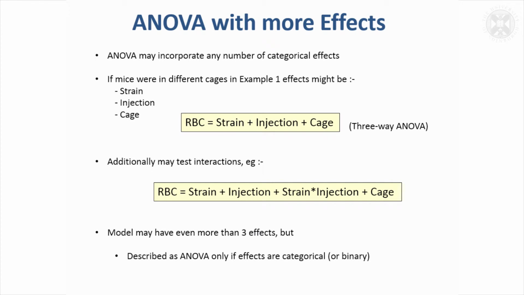So we've got three effects and an interaction in this model. You can have even more, but it's important to remember that things fitted in the model in ANOVA are always categorical. The strain, injection, cage, these are all categories, they're groupings of data. So that's what ANOVA is used for.